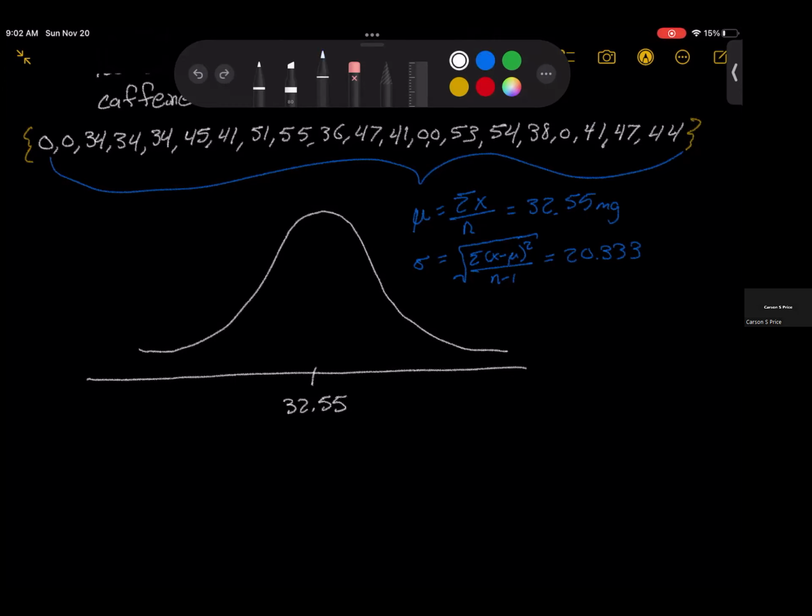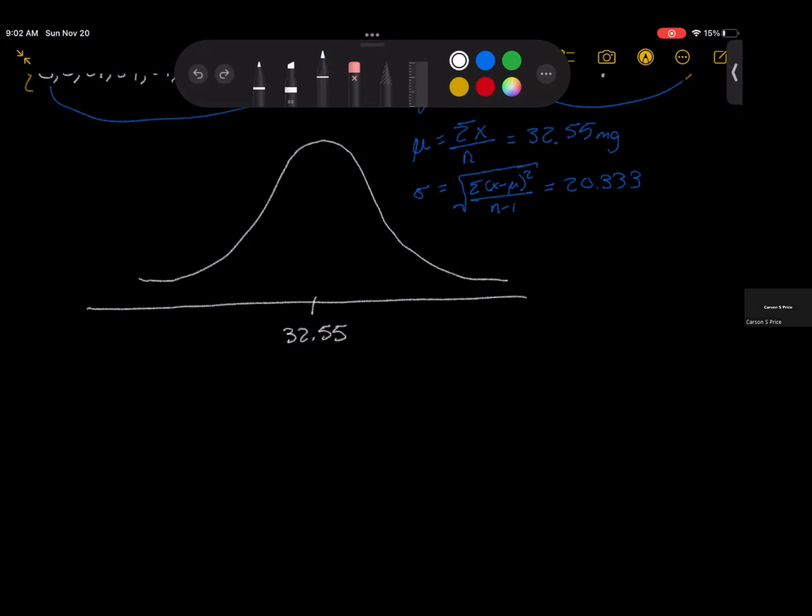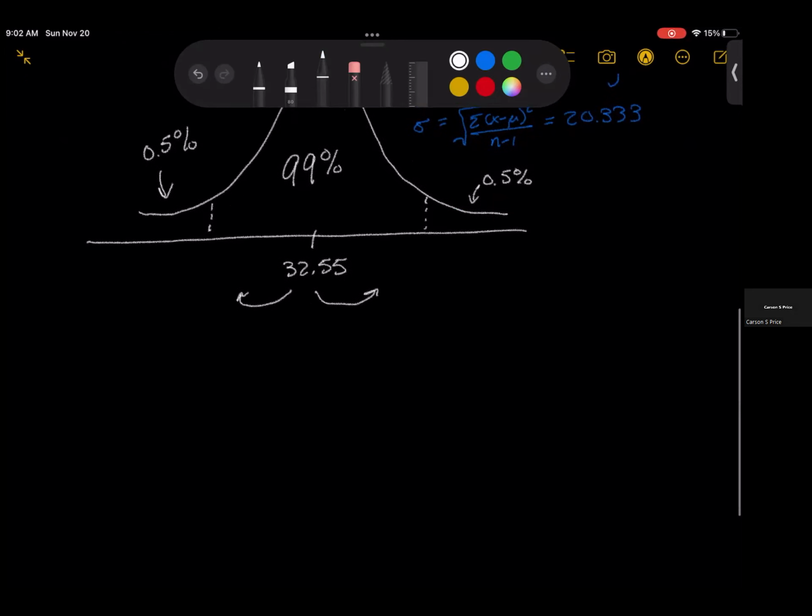All right, now how sure do we want to be? Let's give ourselves 99% assurance. So I've got a confidence interval of 99%. I'm going to be 99% sure that the true average amount of caffeine is somewhere inside this interval. So that leaves me with 0.5% of probability in that tail and 0.5% of probability in that tail. So how far do I need to move in both directions? What is my margin of error? I subtract my E, I add my E.